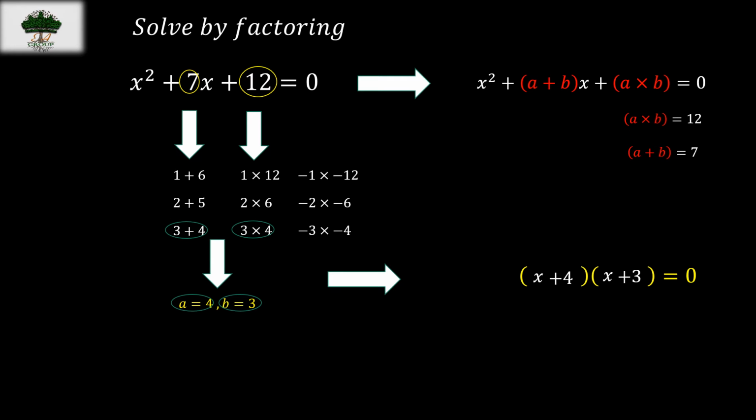Now since the product of the two brackets is 0, maybe the first bracket is equal to 0. So here we get x equals negative 4, which is the additive inverse of positive 4. Or the second bracket is 0, so x equals negative 3, which is the additive inverse of 3.